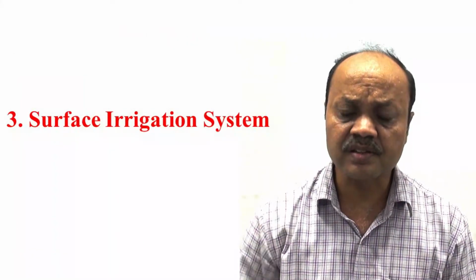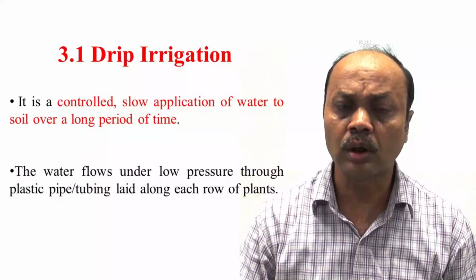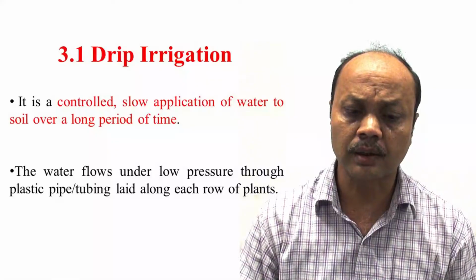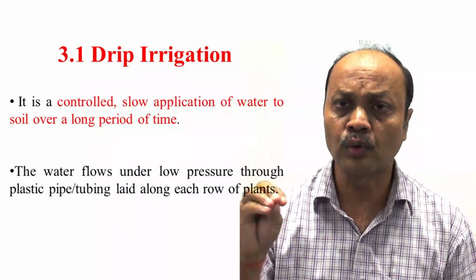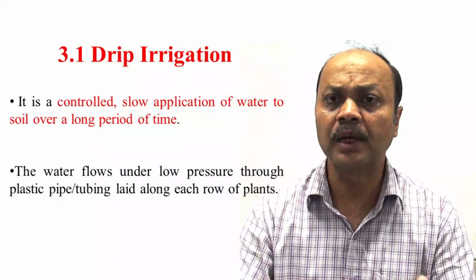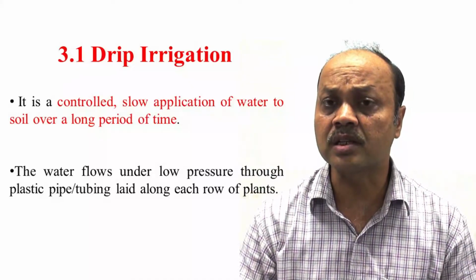The third one is the surface irrigation system. In that, the first one is drip. Basically we apply controlled, slow release of water, and localized irrigation means at the root zone. So this is drip irrigation, which you can say is one of the common methods.